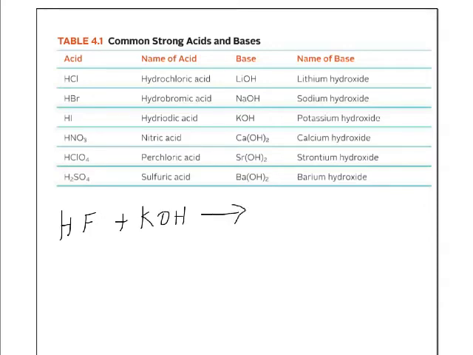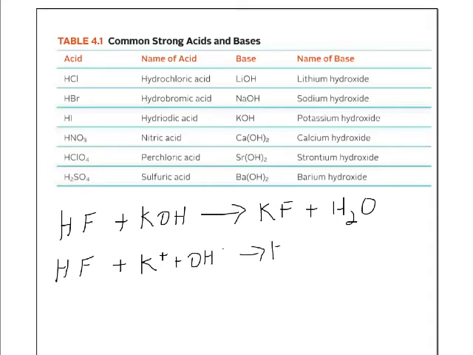When these two react, we go through the same process that we did before. So we're going to have KF and H2O. We break everything into ions that is either strong or soluble. Hydrofluoric acid is weak, so we do not separate it into ions. Potassium hydroxide is strong, so we do separate it into ions. Potassium fluoride, if we check the solubility rules, is a soluble salt, so that's going to be ions, and as usual, water is written together.